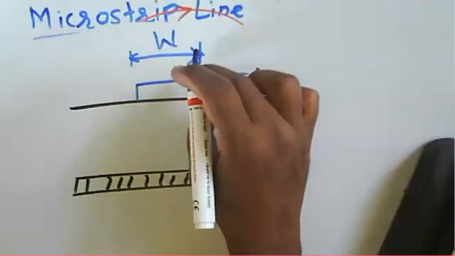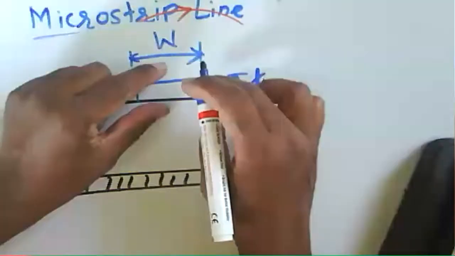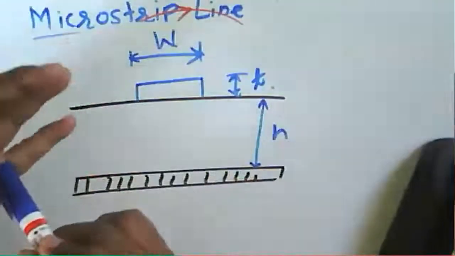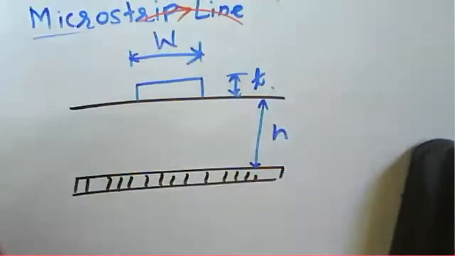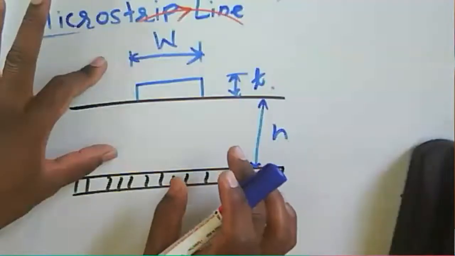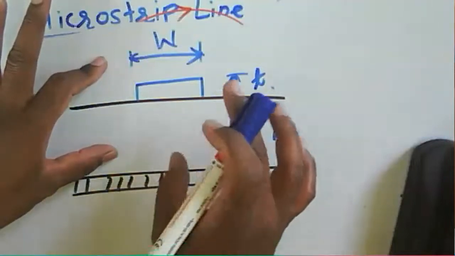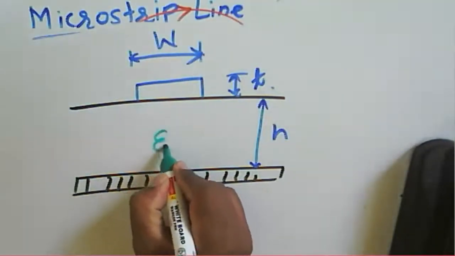This one is the thickness. In another way, what will be the thickness of that strip, what will be the height, and the width? Based on that, we can calculate the characteristic impedance of the strip. Then the next factor is, for a given material, it has some substrate value, that is epsilon R.